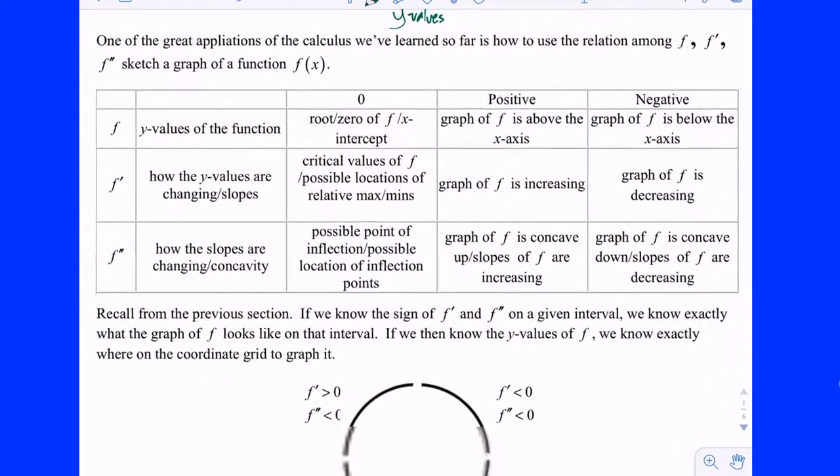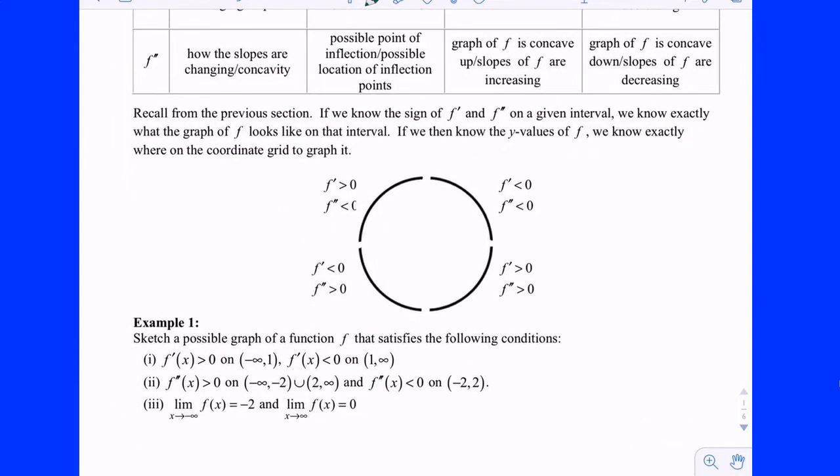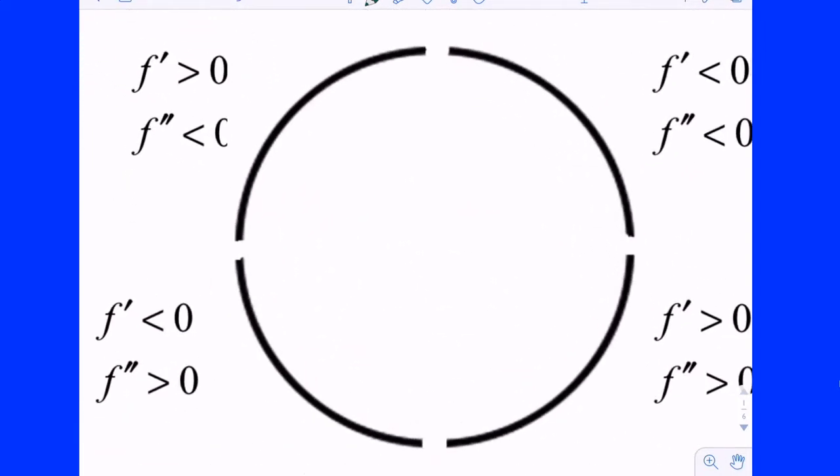So this little table right here just kind of summarizes everything, and I'm not going to read it to you. You're welcome to read it on your own. This little diagram is what we completed in the previous section. It looks like the zero is kind of hidden.